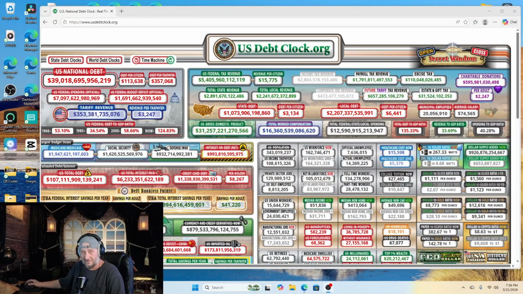What's up? Today we are looking at the US debt clock. Now, I've seen this before on other people's channels. You can find it at usdebtclock.org. I've never really looked at it that closely or gone to this site myself, but there are some things that are interesting that pop out.